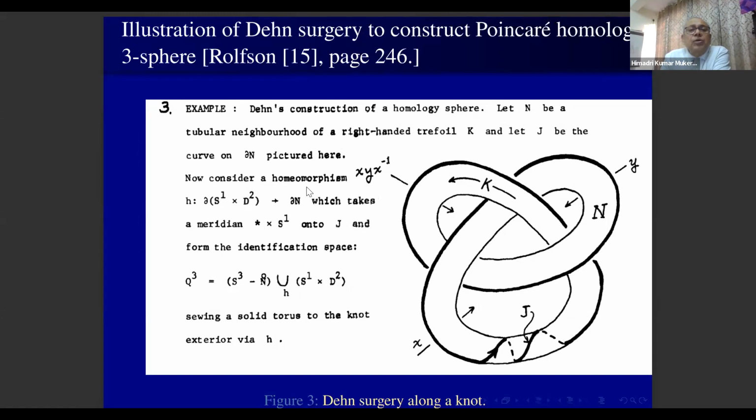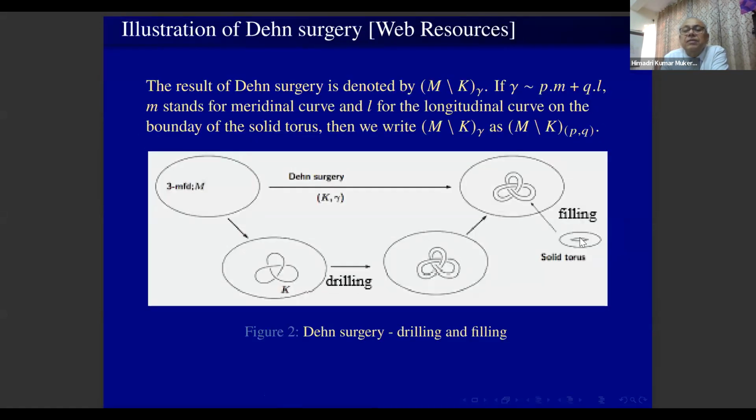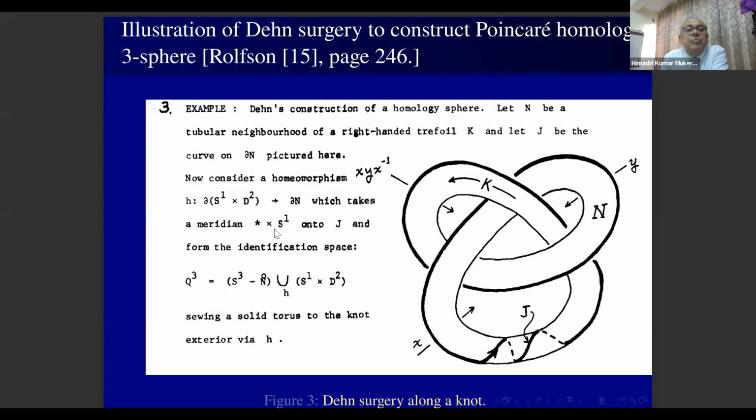Now consider the homeomorphism h from the boundary of this solid cylinder to the boundary of this tubular neighborhood. And how do you do it? You send the meridian circle, 0 cross S1, that is, in this picture, the meridian circle is something like this. So this one is S1 cross D2. Take the meridian circle, which I am representing by this. Send the meridian circle to this curve J. So this gives a homeomorphism.